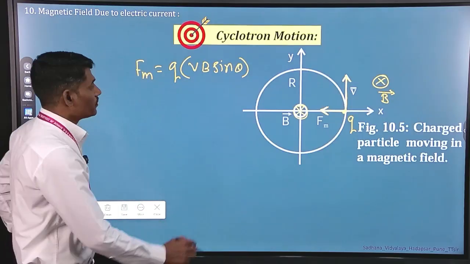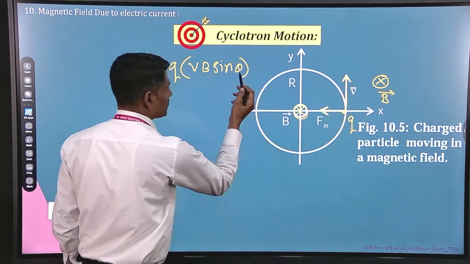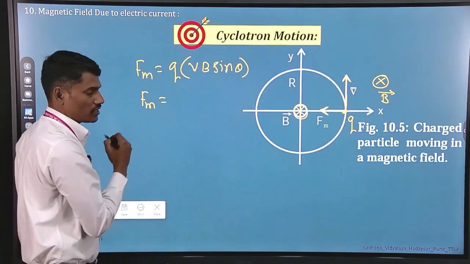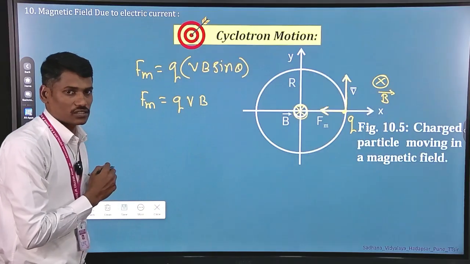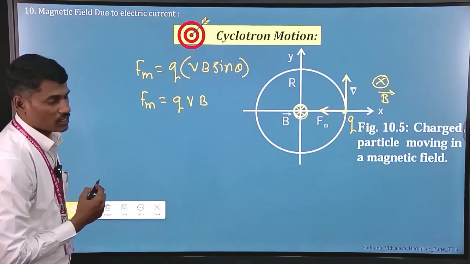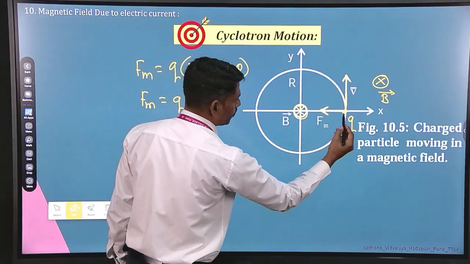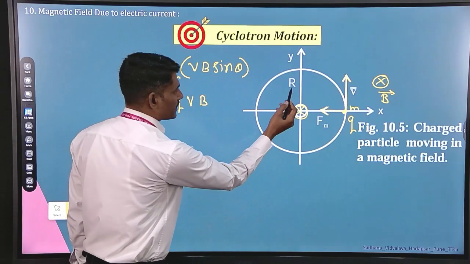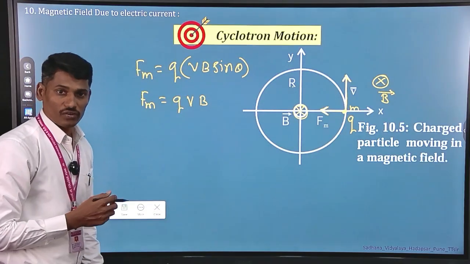मग here we know that angle between vector V and vector B is 90 degree. Therefore the magnitude of magnetic force becomes FM is equal to qvB, right? This is the magnitude of magnetic force. And how much is the centripetal force? Here v is the velocity and suppose m is the mass of that charge and r is the radius of the circular track. So the centripetal force becomes mv square upon r.